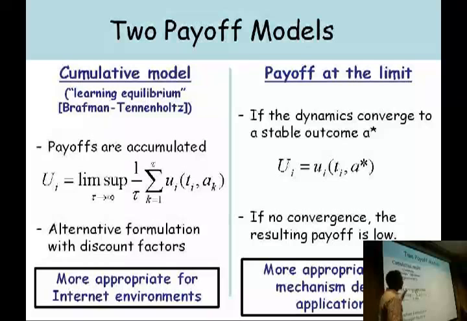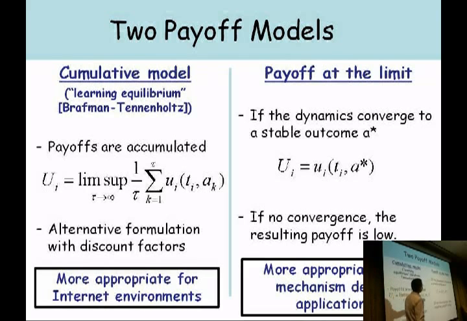So what I didn't define is the payoff in this extended game. One option is a learning equilibrium approach. That's a concept presented by Brafman and Tennenholtz. You can think of a model where basically what I get is the average payoff over time, like whatever my payoff converges to. But since it doesn't necessarily converge to anything, you can think of the limit soup of that sequence. And you can have many alternative formulations with discounts and whatever.